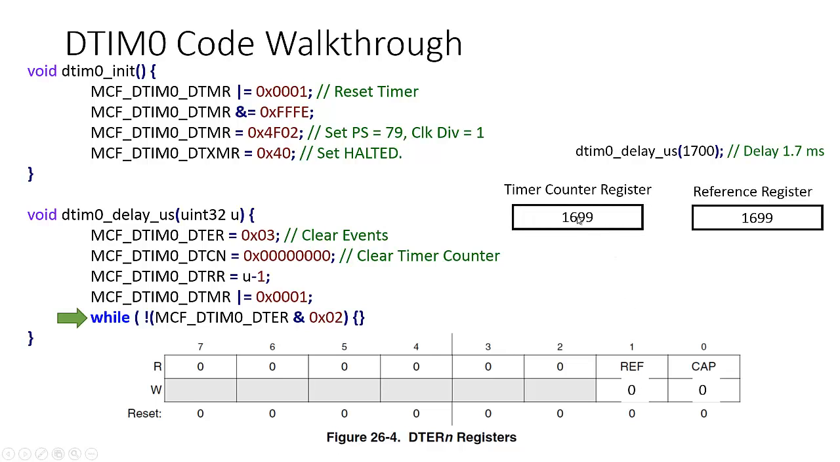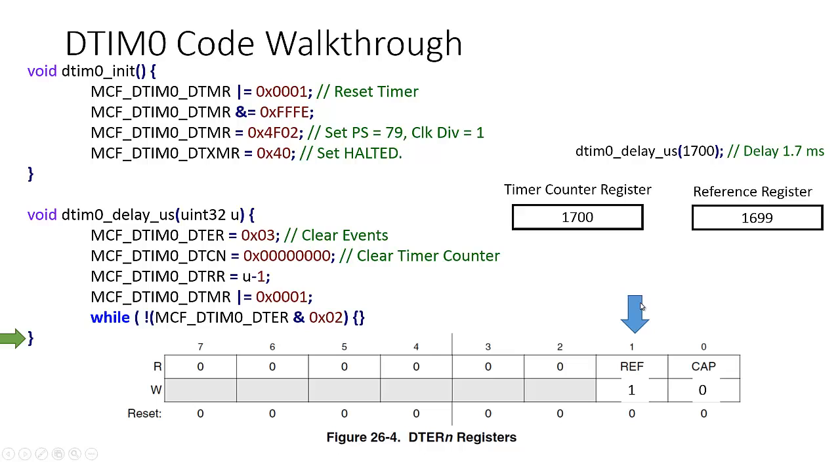As soon as the timer counter register gets to 1699, and then 1700, the ref bit gets set. This statement right here becomes true. Then it's inverted here, which makes it false, which causes the while to break out, and the function returns. Pretty simple, right? Okay, so that's our walkthrough of the DTimer0 module. Please let me know if you have any further questions, and I'll see you guys in class.